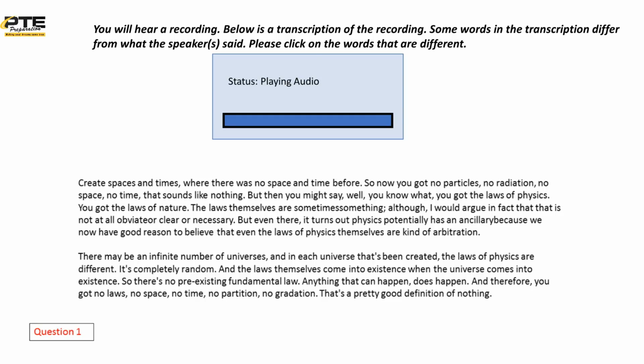So there's no pre-existing fundamental law. Anything that can happen does happen. And therefore you got no laws, no space, no time, no particles, no radiation. That's a pretty good definition of nothing.